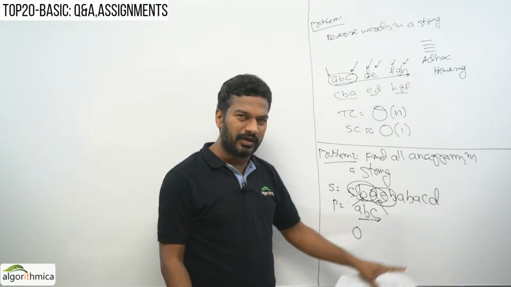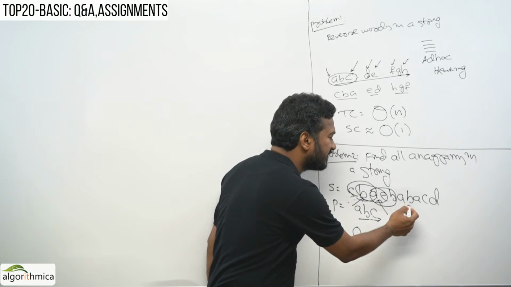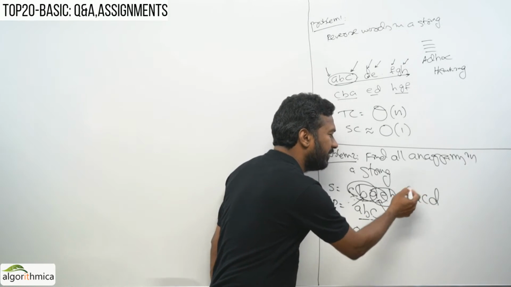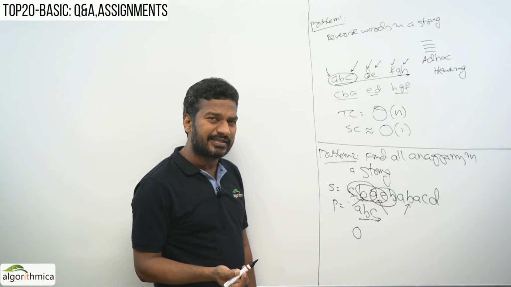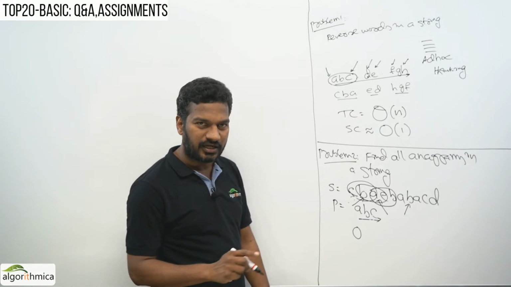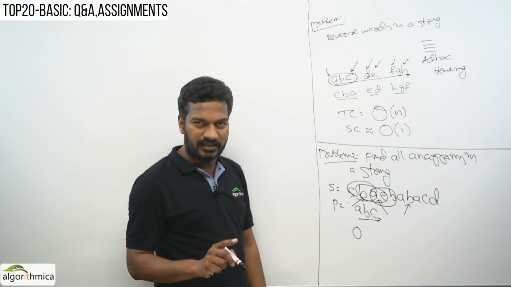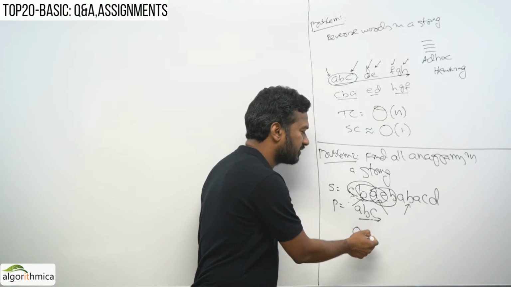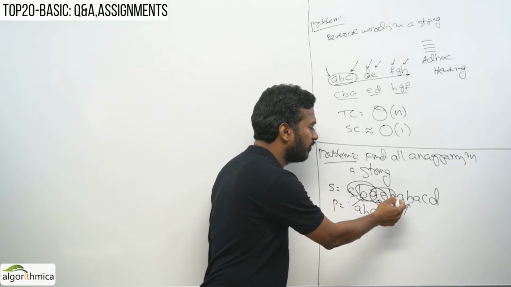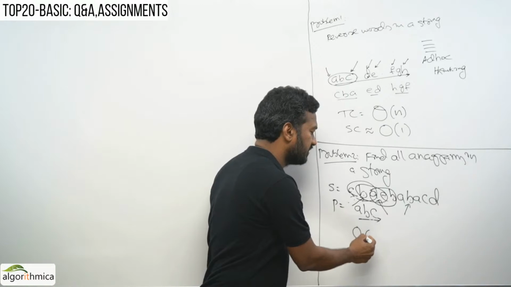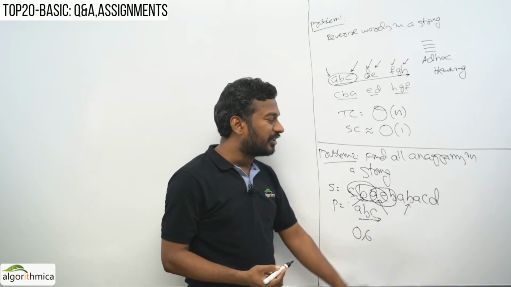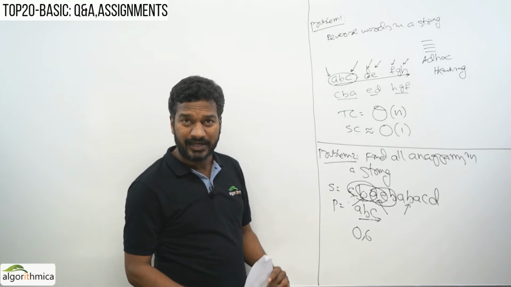Like this, if you continue, when you come to the BAC position, when you sort it, again ABC is available, so they match exactly. Again, that position will be added to the result. So 0, 1, 2, 3, 4, 5, 6. 6 is the other value. There is no other place where you get an exact match.